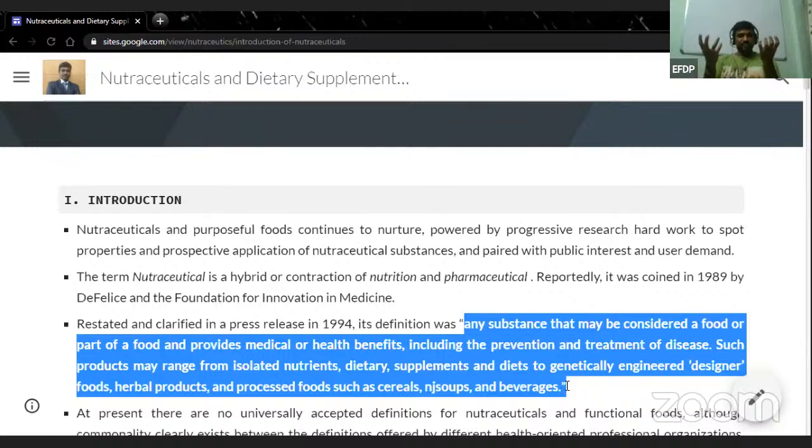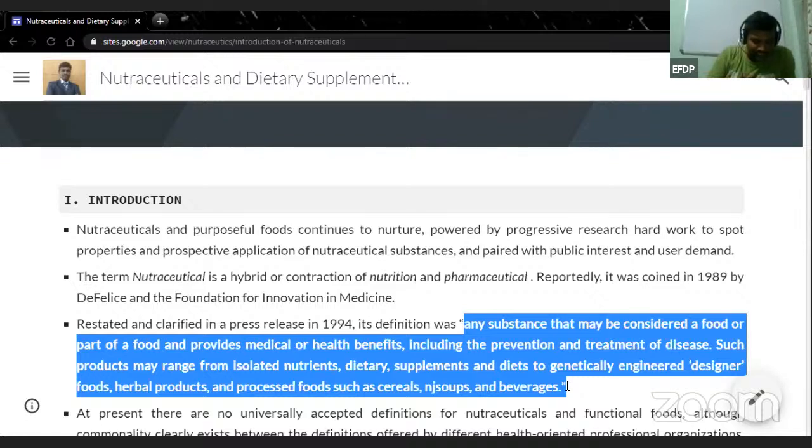Nutrition and pharmaceutical combine together to form a nutraceutical. In 1989, it was coined by DeFelice and the Foundation for Innovation in Medicine. It is a foundation of innovation of medicine. I can give a simple example. Yes, it is what Shailesh Matre has given.